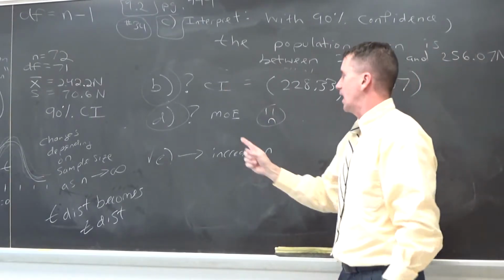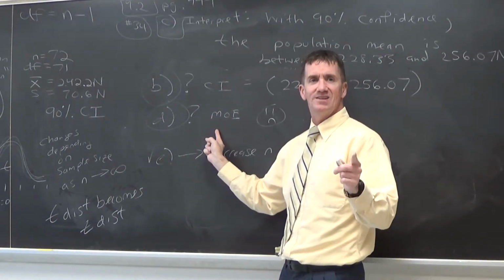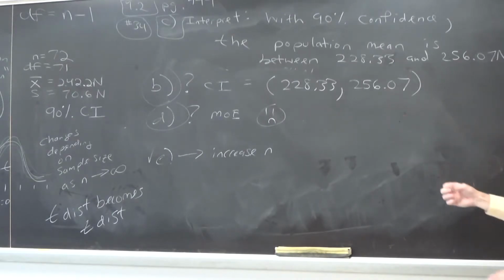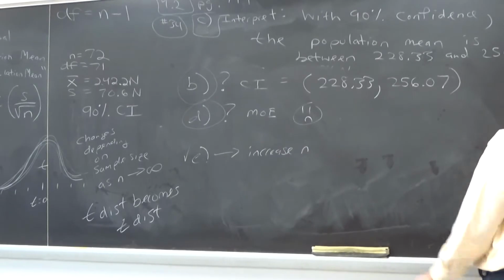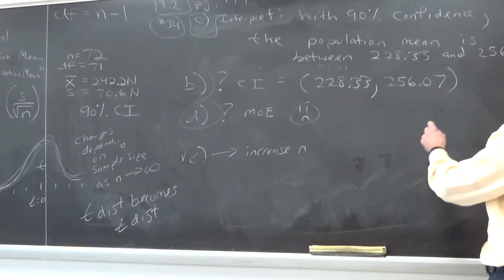Okay, I'm stuck now. How do I get the margin of error? All right. Subtract the lower from the upper and divide by 2. That'll work. And when he goes, this is Art's way, it works every time. He goes, take this, subtract this, and divide by 2. You can do that. Here's another way.